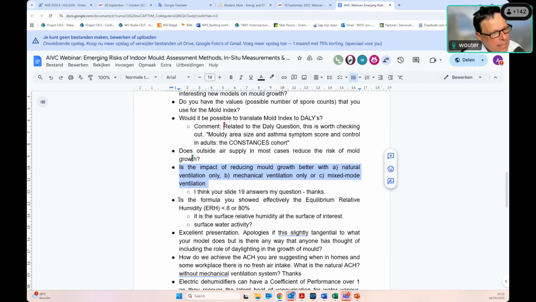Thank you. Is the formula you showed effectively the equilibrium relative humidity, so ERH, and is it the surface relative humidity at the surface of interest or surface water activity?